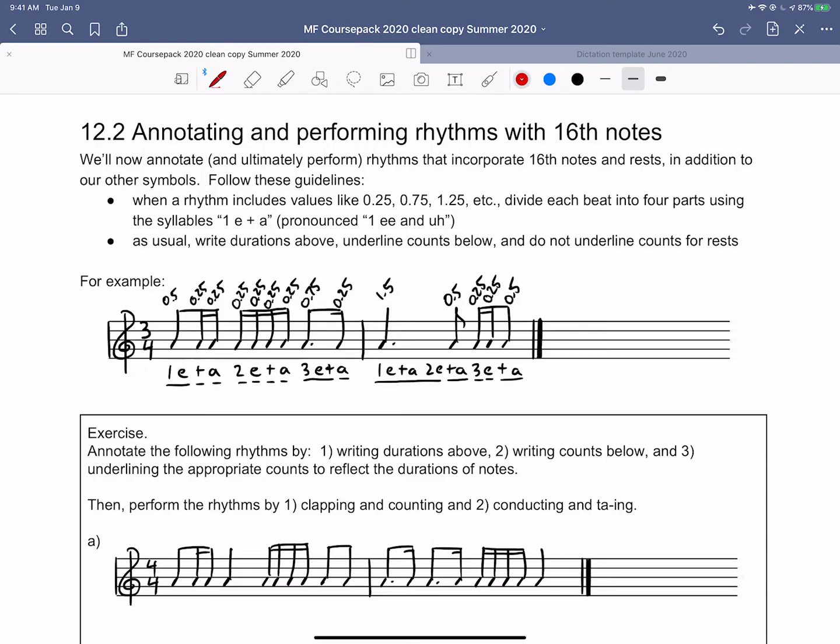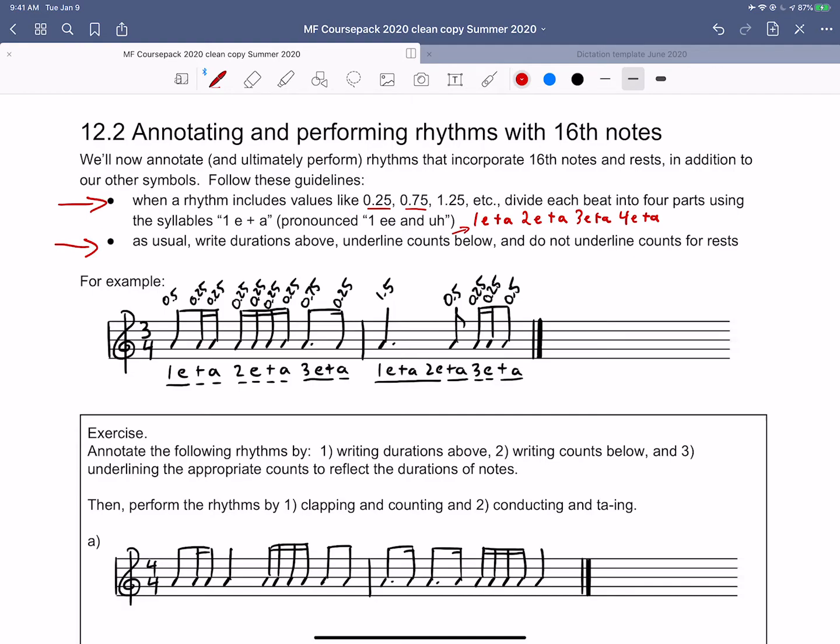And now in section 12.2, let's go to the task of actually annotating and performing our rhythms. So just to reiterate what you learned from the last video, whenever we have values like 0.25 or 0.75, things like that, we're going to need that most precise ruler, which is this: 1 eanda, 2 eanda, 3 eanda, 4 eanda, if we're counting to 4, or just select up to whichever number of beats you need for a given time signature. And as usual, we're going to write the durations of the notes above, and we'll do the counts, in other words, all of those 1 eanda, 2 eandas below the rhythms.